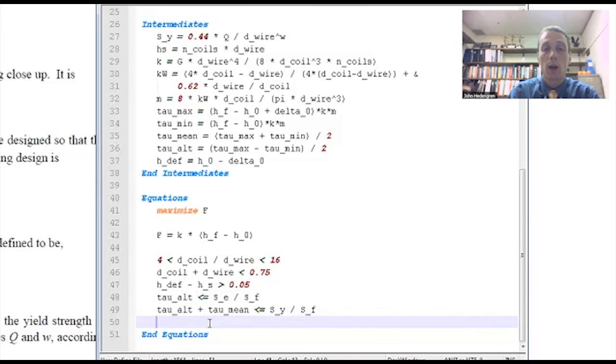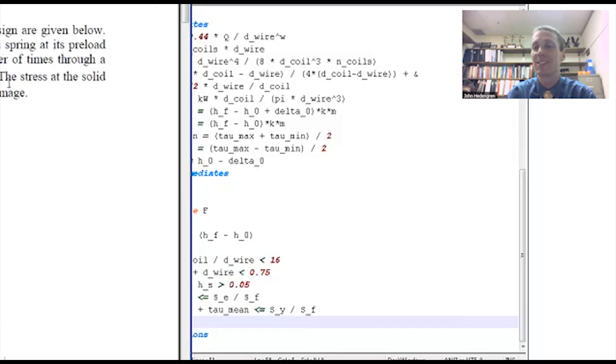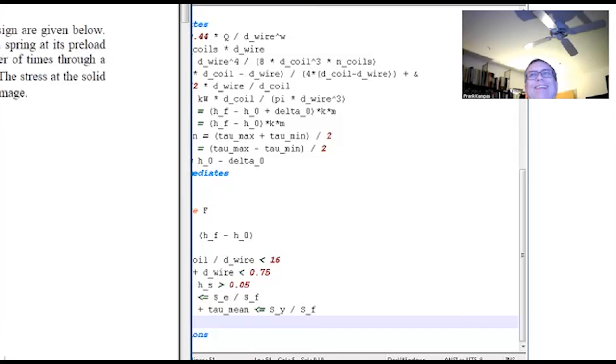Okay, so any other constraints, or are we done? There's the struts of the solenoid. Okay, good. Frank, you're never going to let us forget about this sentence, are you? Well, I was kind of irked that it was so early in the problem. That's why it stuck in my mind.